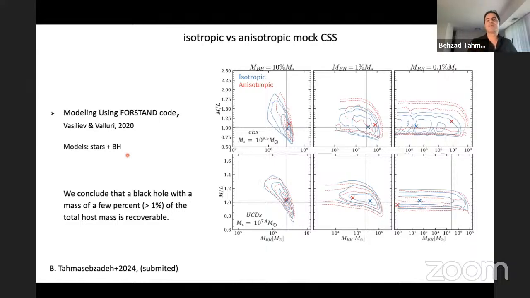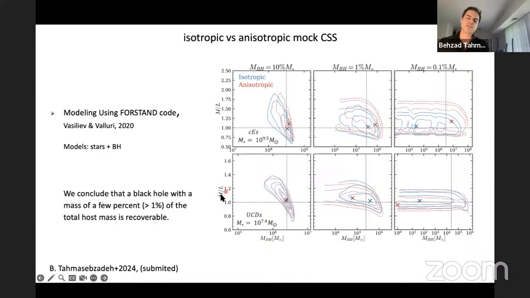However, we have some tests about the dark matter as well. I'm not going to talk about it now. But anyway, these models are only a star and black holes. So this column is about the compact elliptical. This row and this row are UCDs. The first column is 10% black hole, and then 1% and 0.1% black hole.